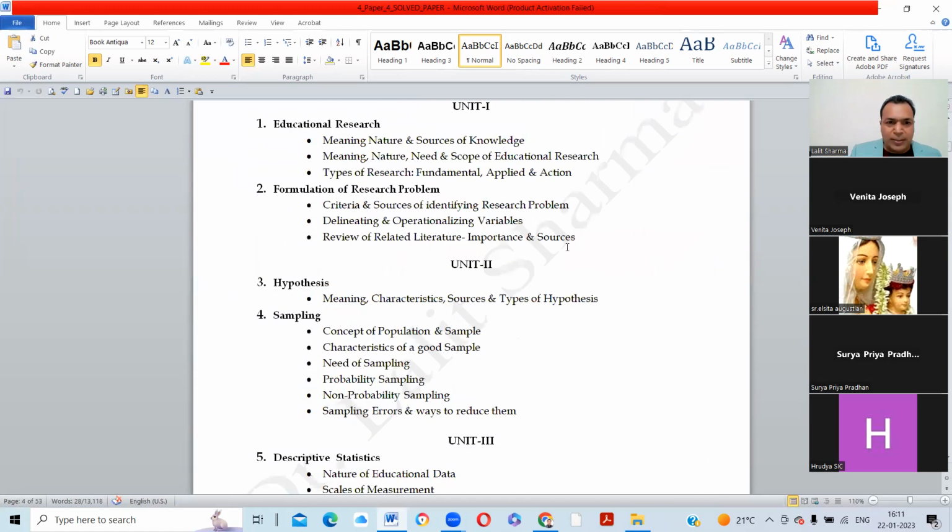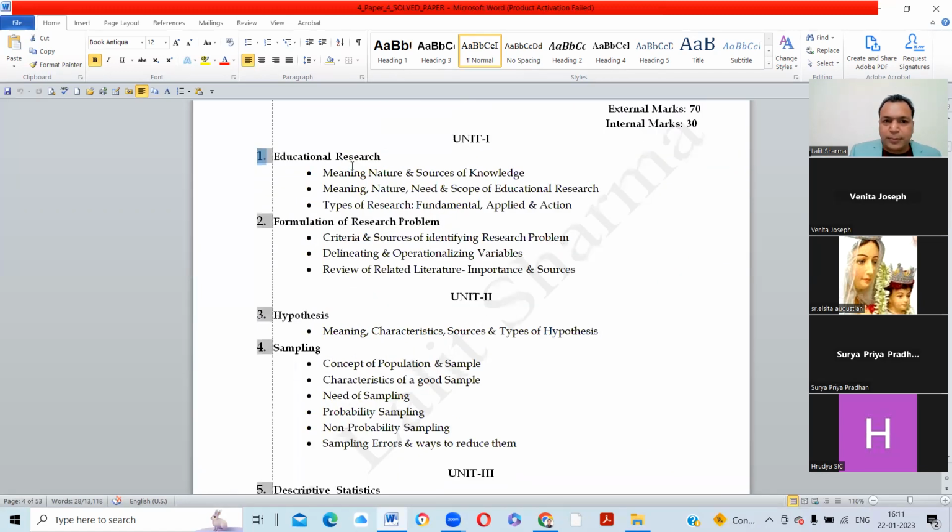So see in your syllabus, this is your unit 1. In this first chapter, first is educational research. You have seen one question has come: explain the need, importance and scope of educational research, right? And the second question has come from the second chapter, formulation of research problems. The question has come on the review of related literature and what are the sources of review of related literature, right, guys?